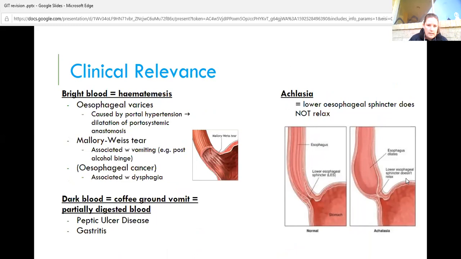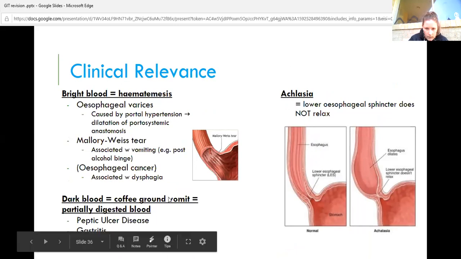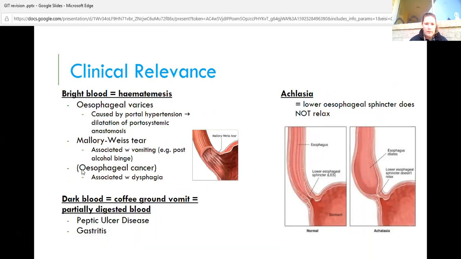Then other things is vomiting blood, basically. Some of the causes: if it's bright blood, then you're thinking it's an esophageal cause. It can be varices that have ruptured, caused by portal hypertension, or it can be a Mallory-Weiss tear, which is caused by excess vomiting, like after an alcoholic binge. Esophageal cancer is also associated with dysphagia, so difficulty swallowing. And if they have a bit of blood, you might think esophageal cancer.